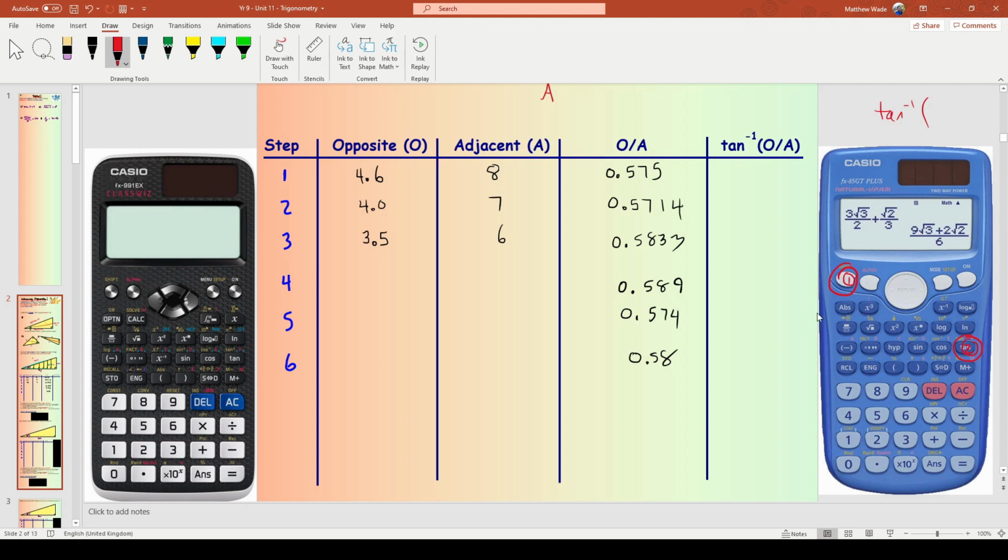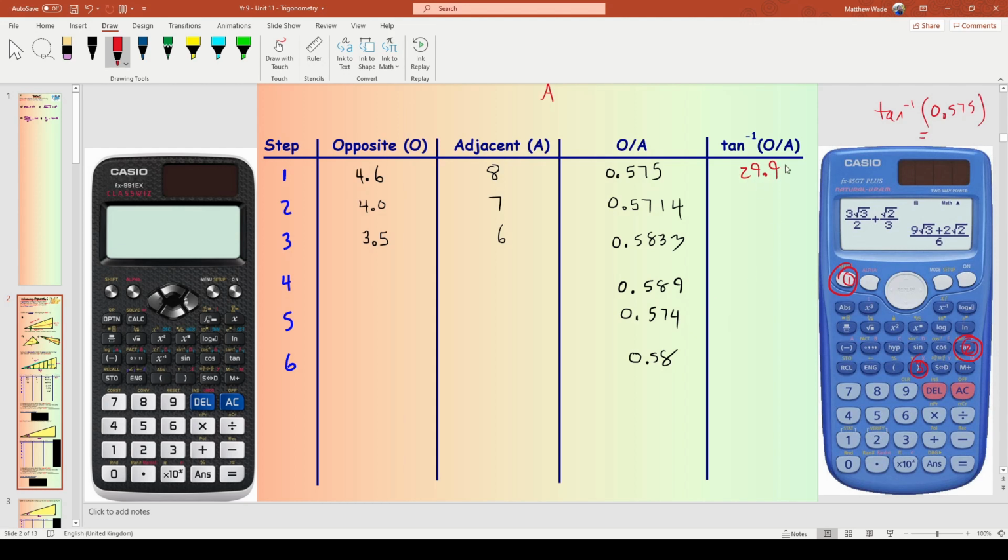Next step that you're going to do, my buddies, is put in the thing. So it was 0.575, and then you're going to push this button to close the bracket. So push the close bracket button. It'll go like that, and then push equals. So 0.575 equals, and I got 29.9.